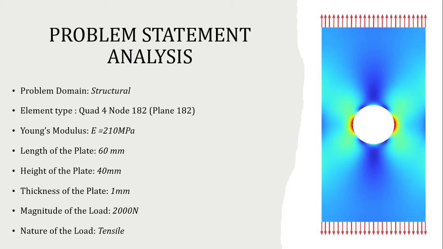The Young's modulus of the plate is 210 MPa, the length of the plate is 60 mm and the height of the plate is 40 mm, its thickness is 1 mm, the magnitude of the load which is acting on the plate as shown in the figure is 2000 newtons and the nature of the load is tensile. With these inputs, now let us see how to solve this problem using the strength of material approach.